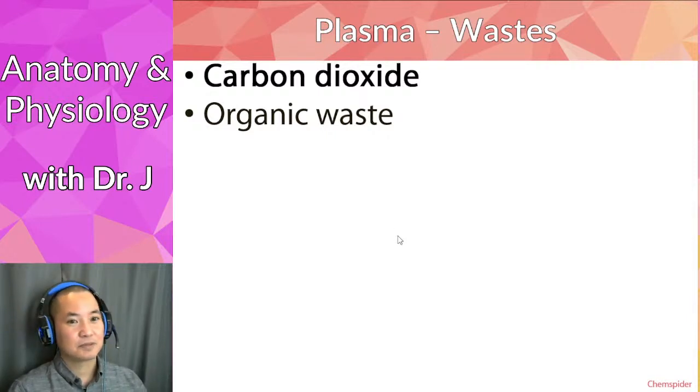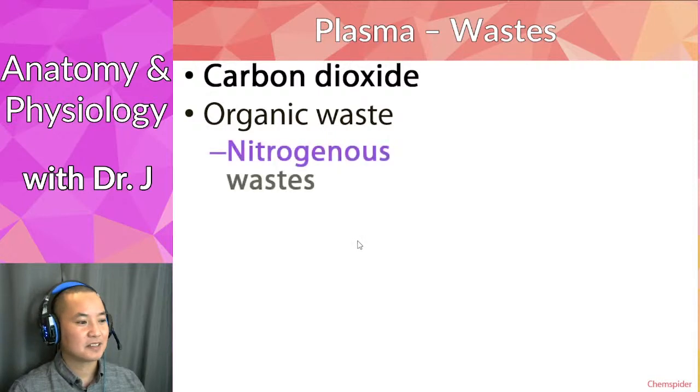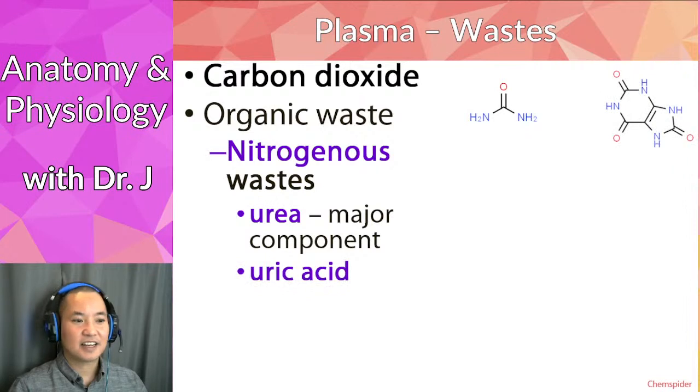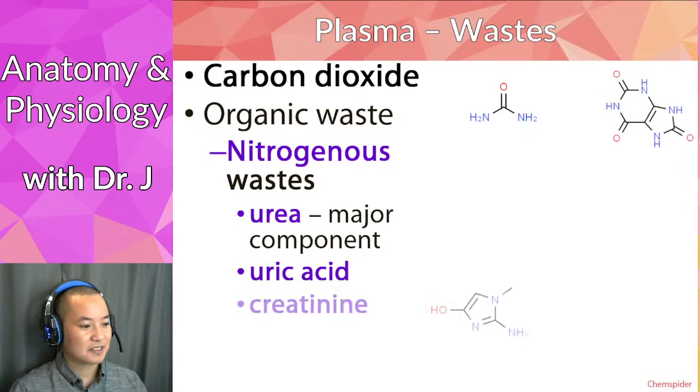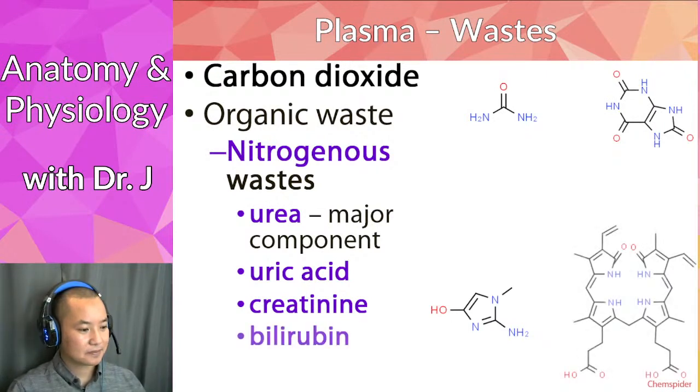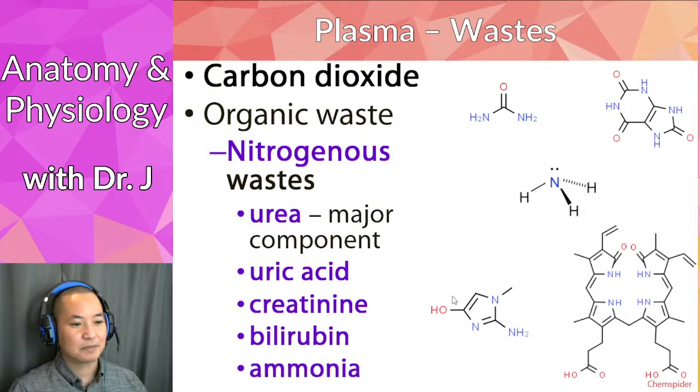So what's one major type of organic waste? Nitrogenous wastes are a major category of them. Now I don't want you to memorize these structures, but I'm just wanting to show you the commonality. Here's urea, uric acid, and that can cause gout if there's too much of that. Creatinine, which is not the same as creatine. So creatine phosphate and creatine, those are the things that can be used to make additional ATP, but creatinine is the metabolite and byproduct of that. You also have bilirubin and ammonia.